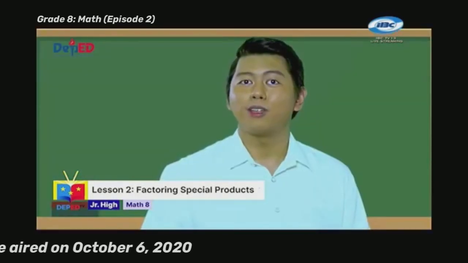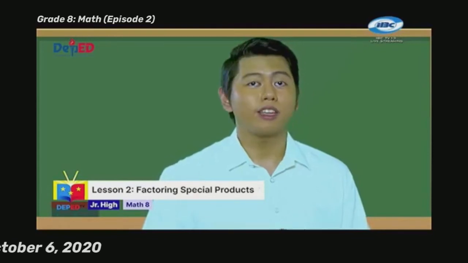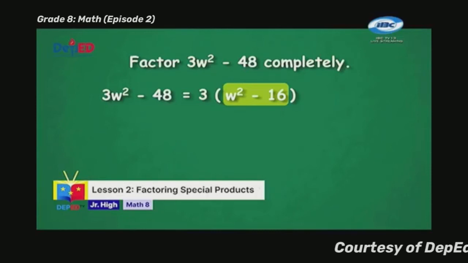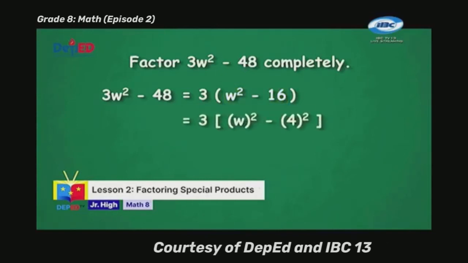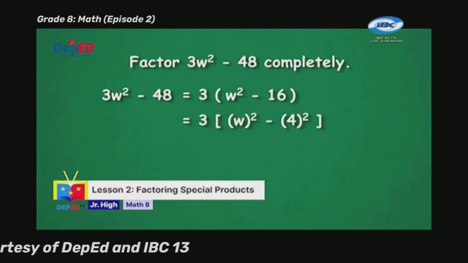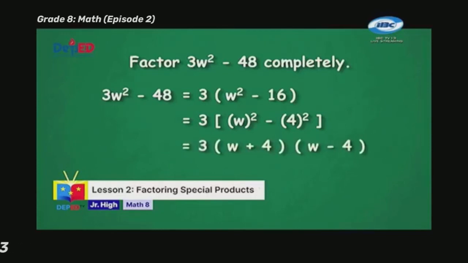can divide the polynomial by the common factor, so we can express it as 3 multiplied by the quantity w squared minus 16. Then observe that the polynomial factor is a difference of two squares. We can further show that the expression 3 times the quantity of the square of w minus the square of 4. Can you give me the final factored form? We can write the polynomial as 3 times the quantity of w plus 4 times the quantity of w minus 4.